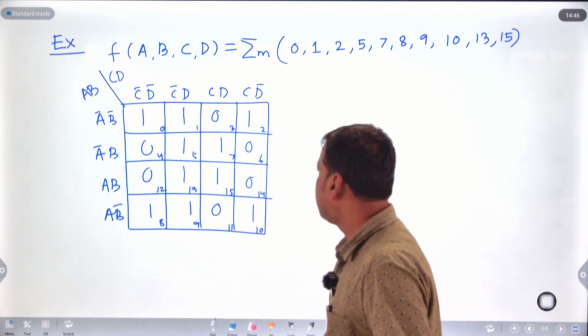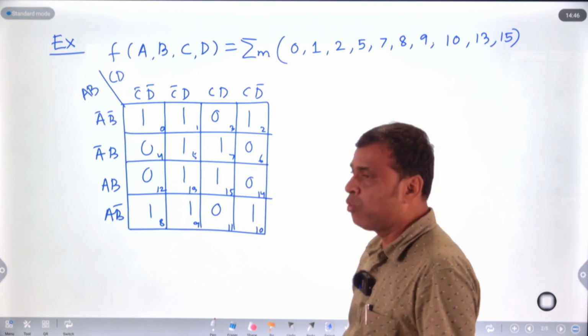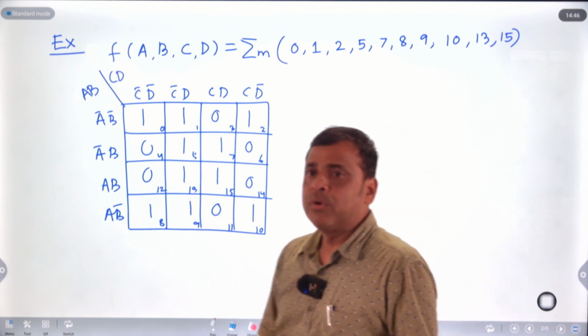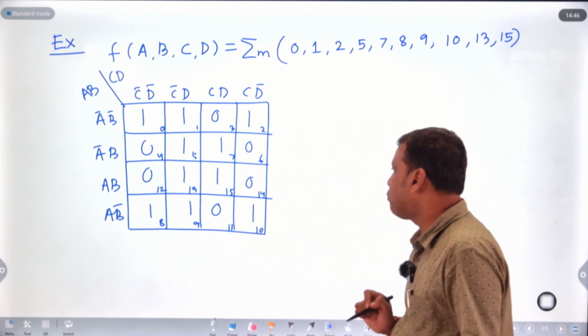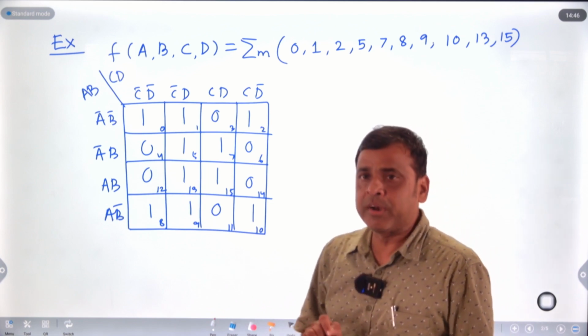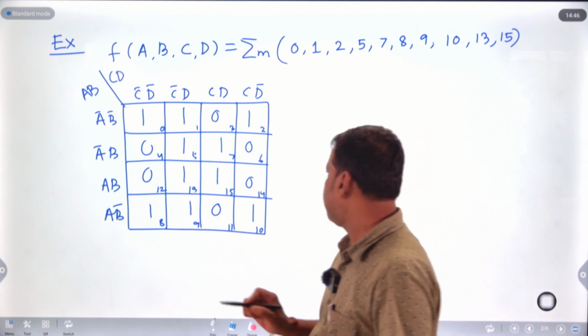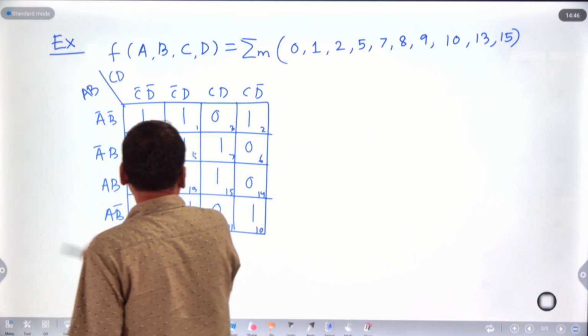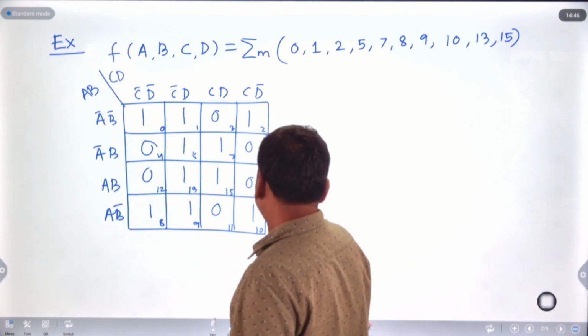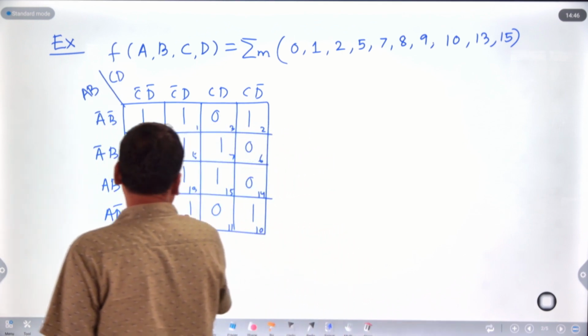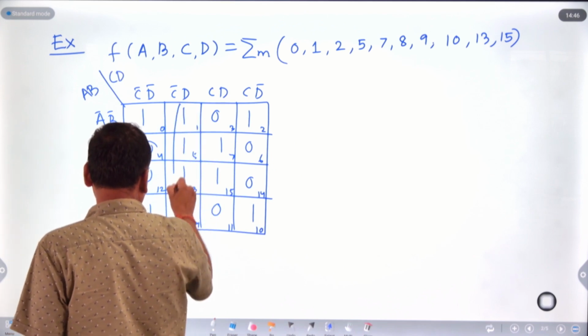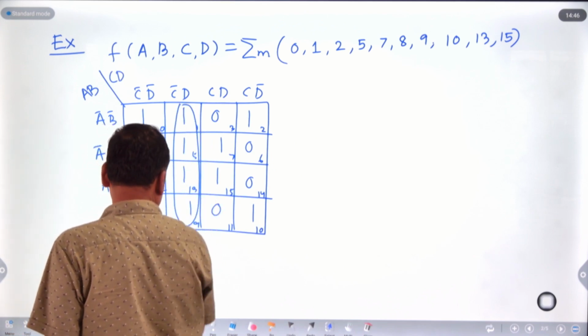Then we will form groups. Already I told you, you should form a large group and avoid a redundant group, which means an unnecessary group. So here, what will we do first? This is a 1. You can form a group here. This is a quad we will form.